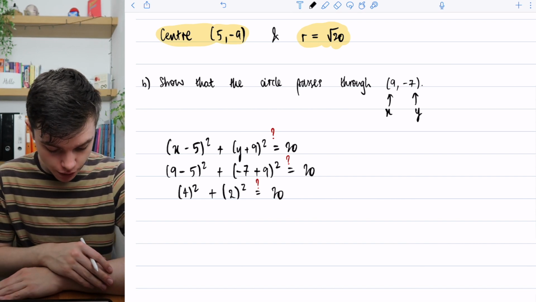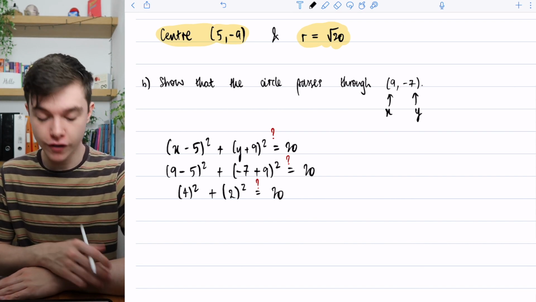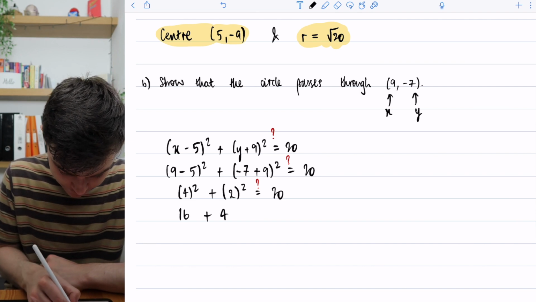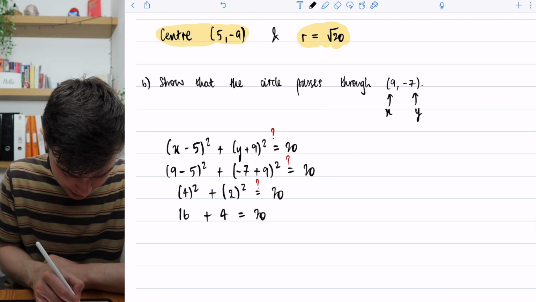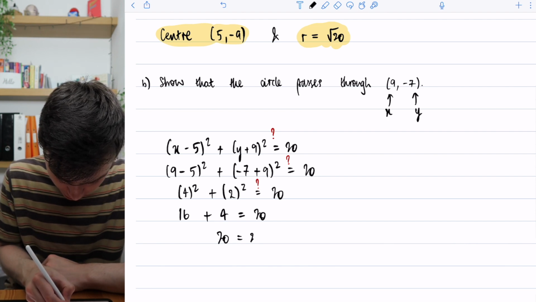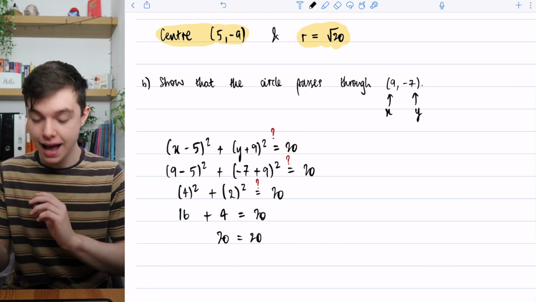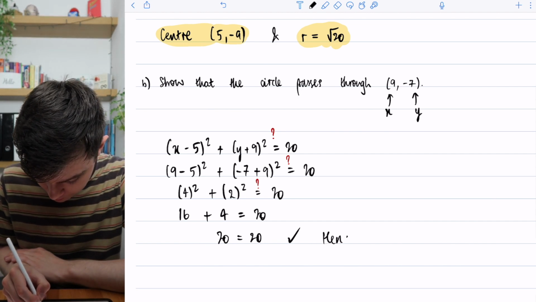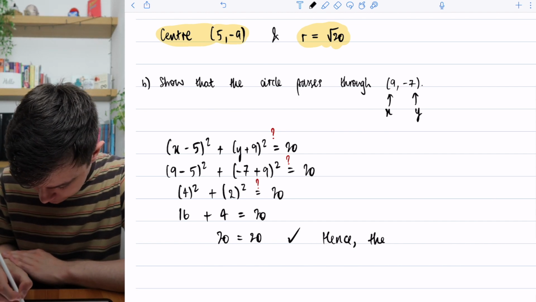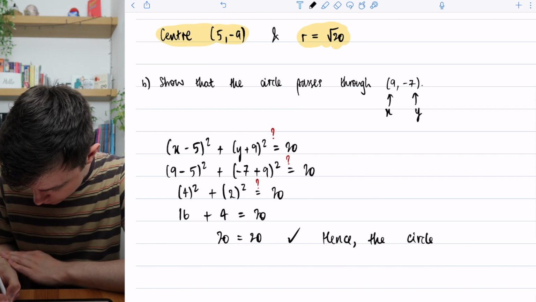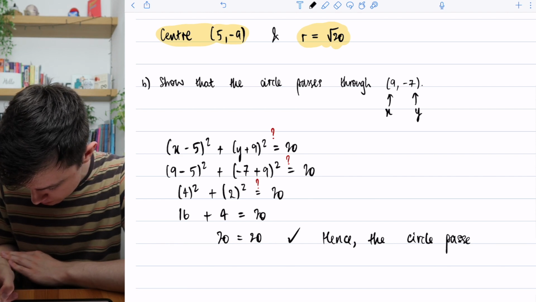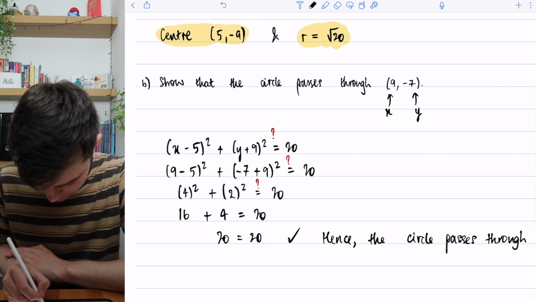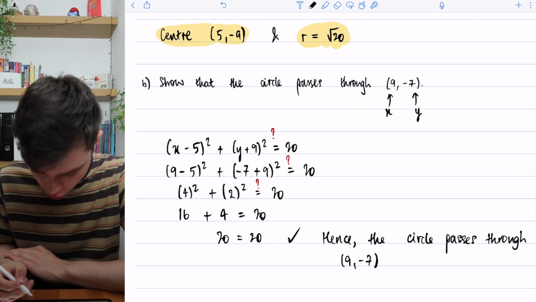20. Okay, so let's work it out. 4 squared is 16, and then 2 squared is 4, that equals 20, so we have 20 equals 20 on the left hand side and the right hand side, so that's correct. Hence, the circle passes through 9, minus 7, because it works for the equation.